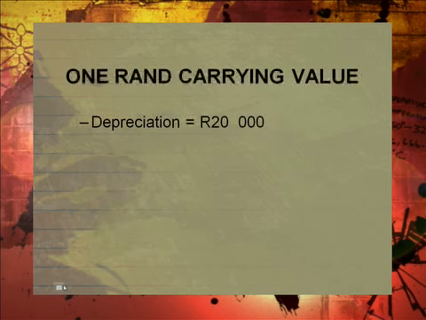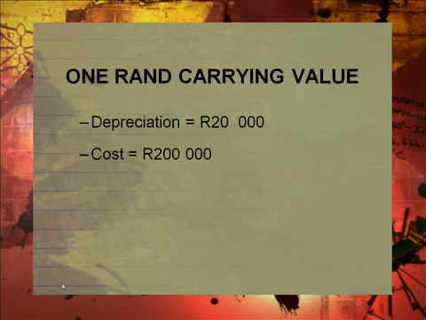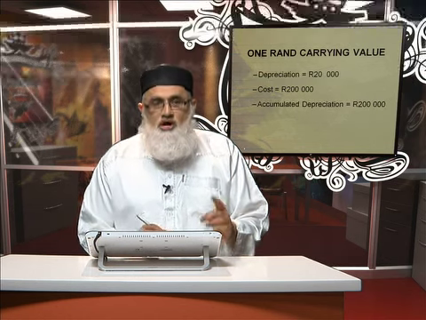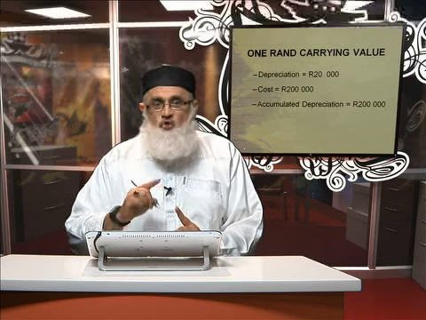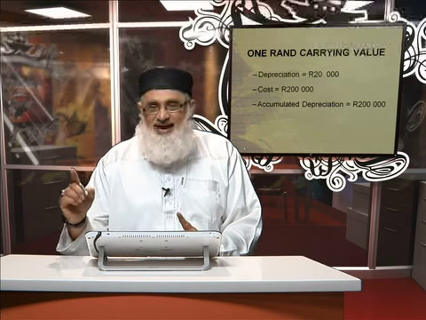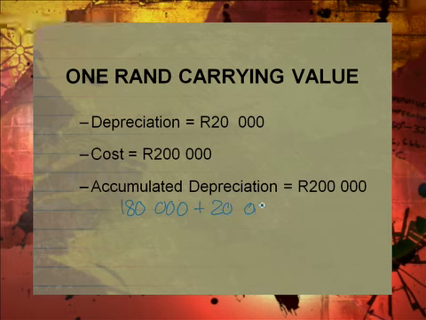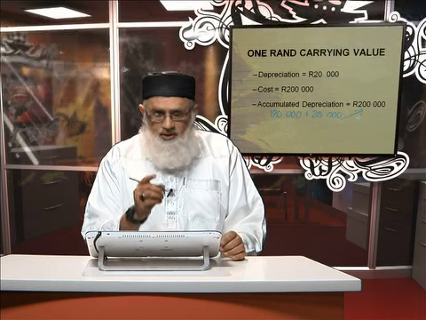If my depreciation must be written off at 20,000 Rand, this means that my cost, remember, remains unchanged. It's the historical cost method. Number two, my accumulated depreciation now goes to 200,000 Rand. How did that happen? I had an accumulated of 180,000, you recall, plus the depreciation that I'm writing off now of 20,000 Rand, giving me an accumulated of 200,000 Rand. Watch this now.